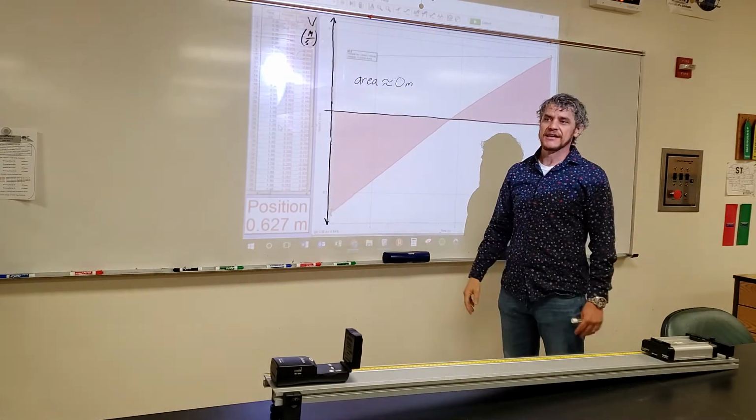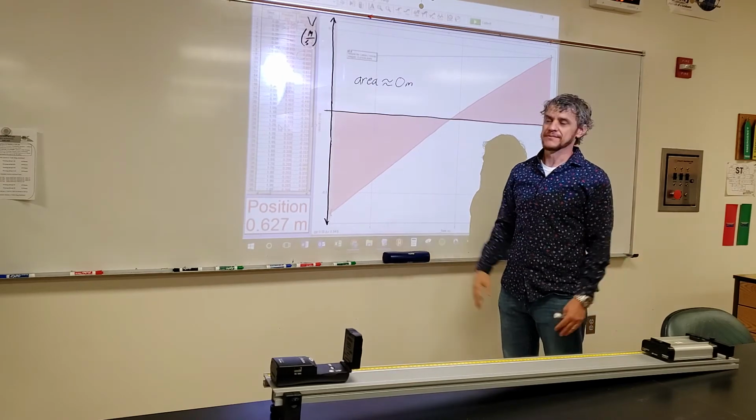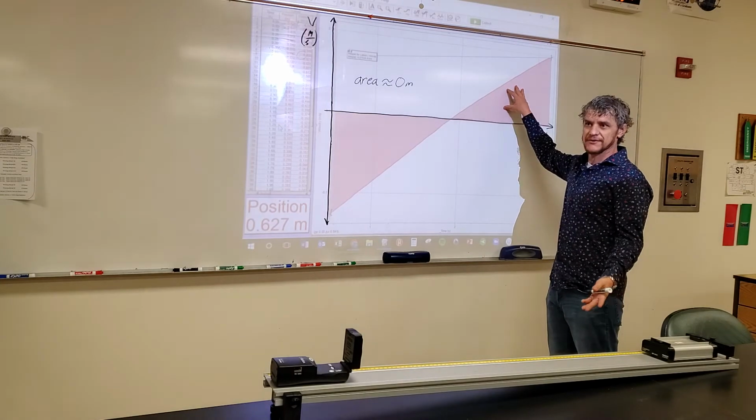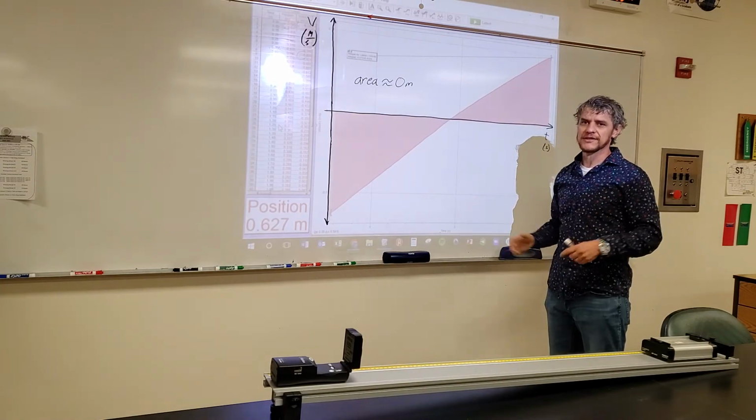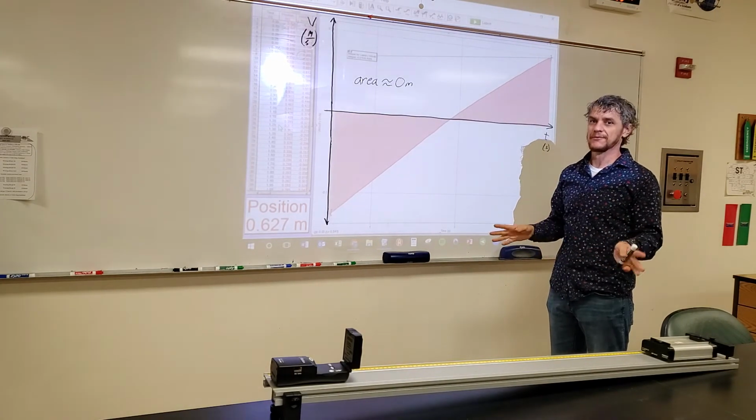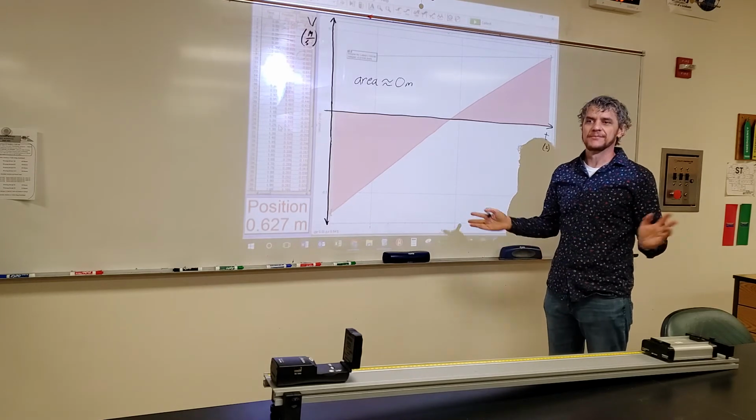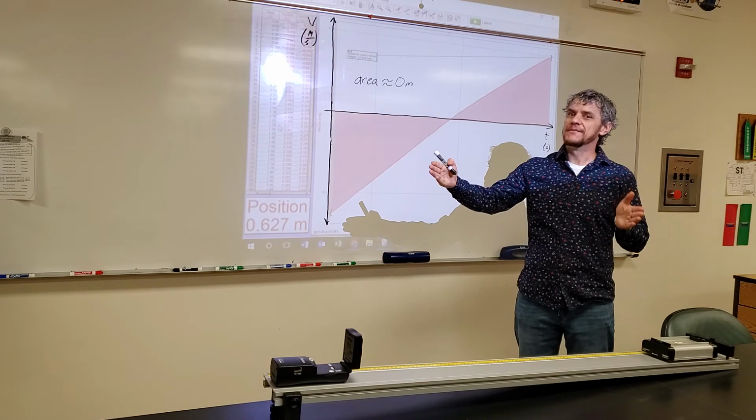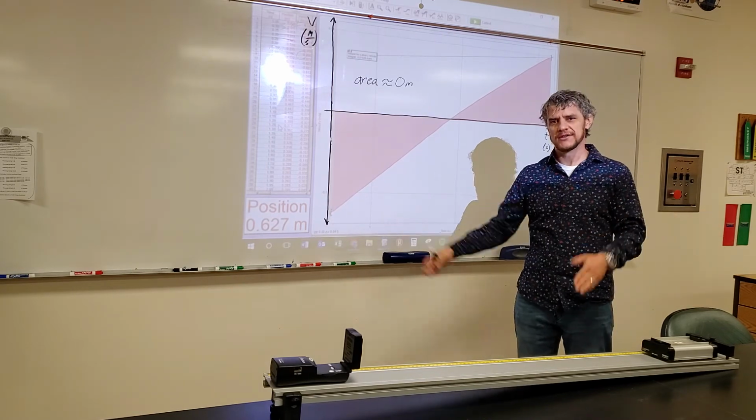Sometimes if your answer is negative, then you have an overall negative displacement. So if this was negative 10 meters and this was 5 meters, my overall total displacement would be negative 5 meters, and that would be your answer. The total distance in that particular case would be 15 meters because it would move 10 meters in the negative direction plus 5 meters in the positive direction.